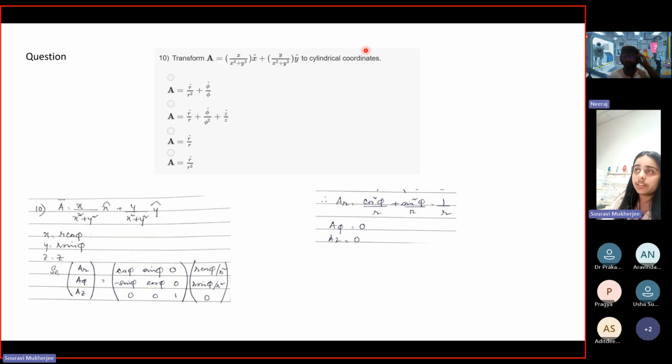Now, in vector, remember you have to write it in vector form. So the unit vector in the radial direction is r cap, right? So you write a as r cap by r. That's how you can try to solve all this kind of question. There can be numerous such questions, but this is a typical way of solving it.